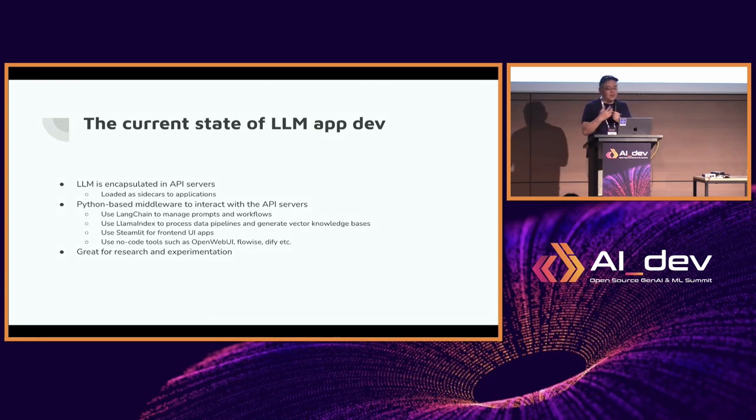So you can have Streamlit for front-end UI applications. You have a lot of no-code tools that integrate this way, like Open WebUI, Flowise, Dify, and things like that. Those are no-code tools where you can configure them to say, I want to use the OpenAI API, I want to use api.openai.com, or I want to use my own LLM API server that's running in my own cloud, in my own cluster, right?